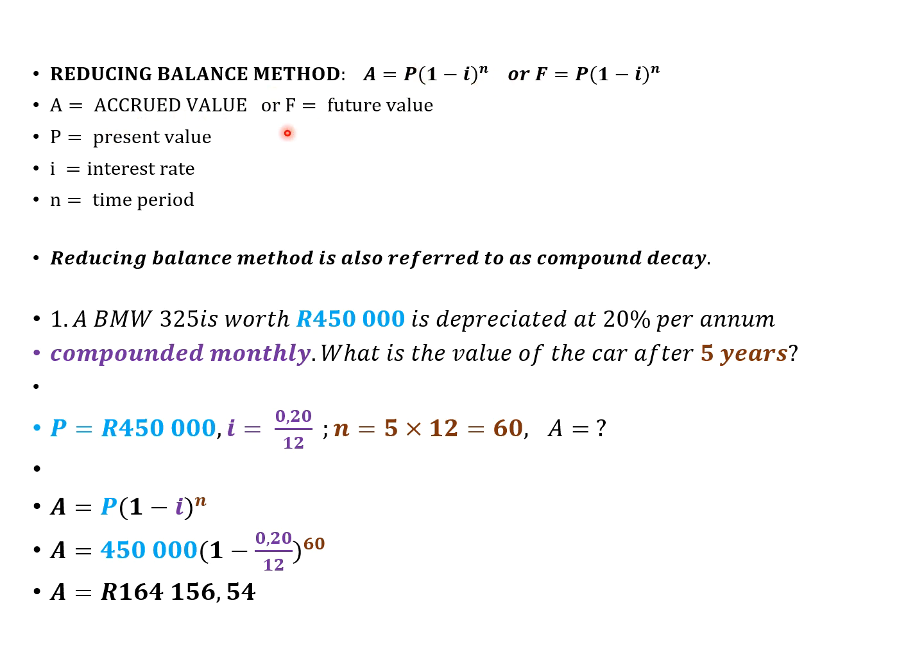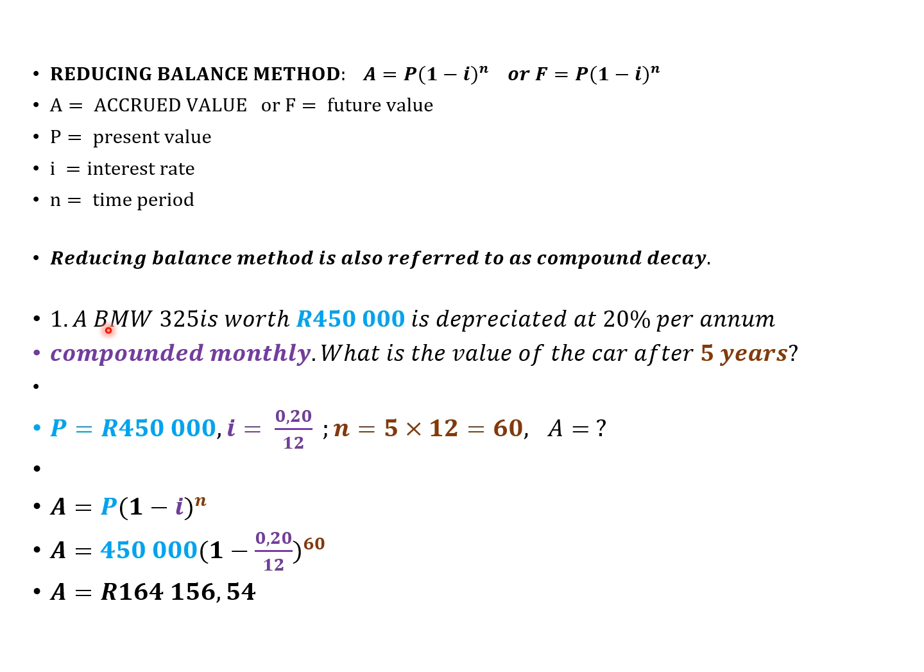P is my present value, meaning when we got the thing, what's the value of the item, and i is my interest rate and n the time period. Now English-wise, the reducing balance method can also be called compound decay. So you must be careful, sometimes we use English to catch you out.